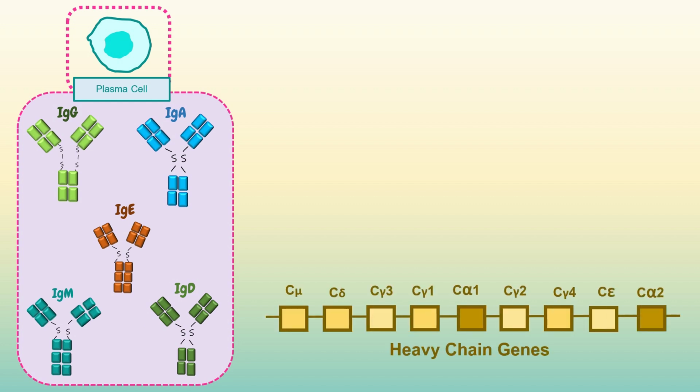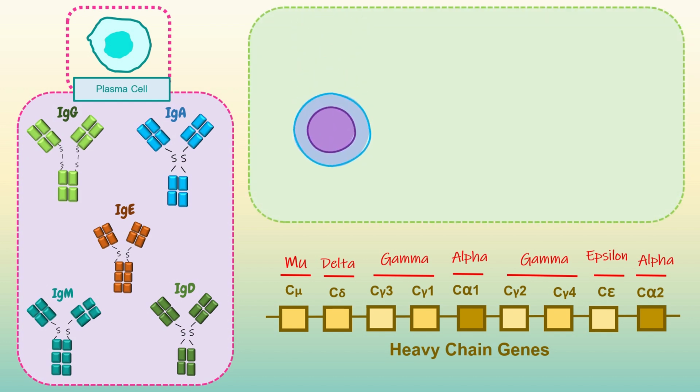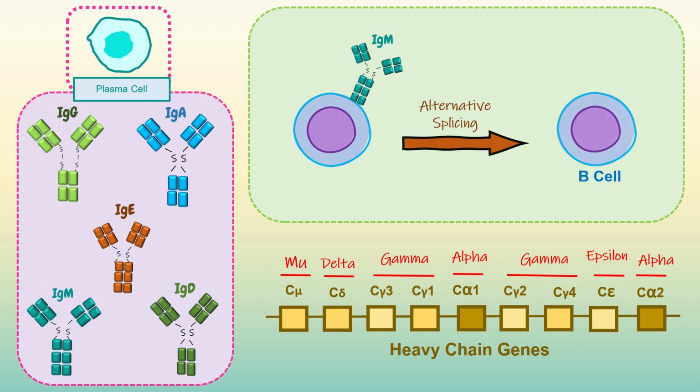However, heavy chain changes as B cell develops, so there are 5 different types of heavy chains, which encode the isotypes. As we have discussed, the classes of immunoglobulin are IgG, IgD, IgE, IgA, and IgM. These 5 are encoded by heavy chain genes, which are referred to by a Greek letter: mu, delta, gamma, alpha, and epsilon. Initially, this cell expresses mu heavy chain.